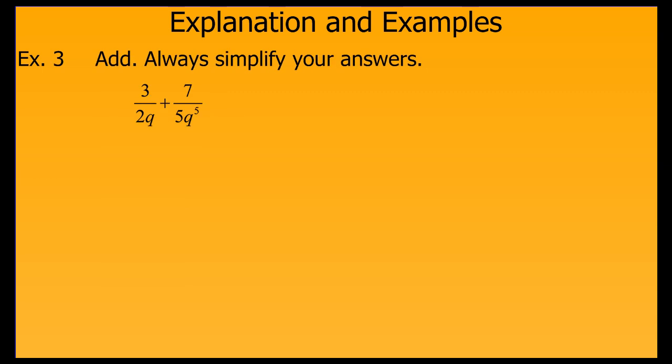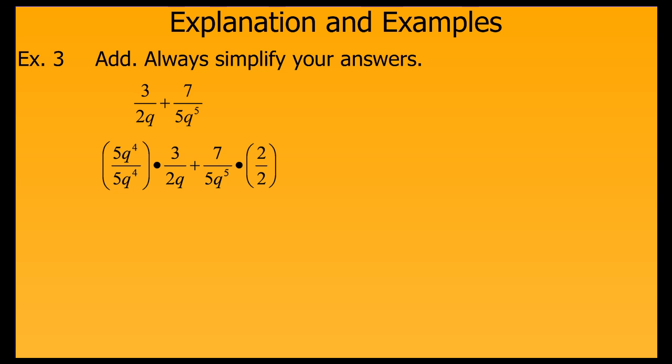Let's try a third example. In this example, however, our denominators are not the same, so we'll need to get a common denominator. The common denominator for the constant parts, 2 and 5, will be 10. And the common denominator for the variable parts, q and q to the fifth, will be q to the fifth. Therefore, my common denominator for the entire thing is going to be 10q to the fifth. So I need to multiply my first fraction by 5q to the fourth over 5q to the fourth in order to get my common denominator of 10q to the fifth.